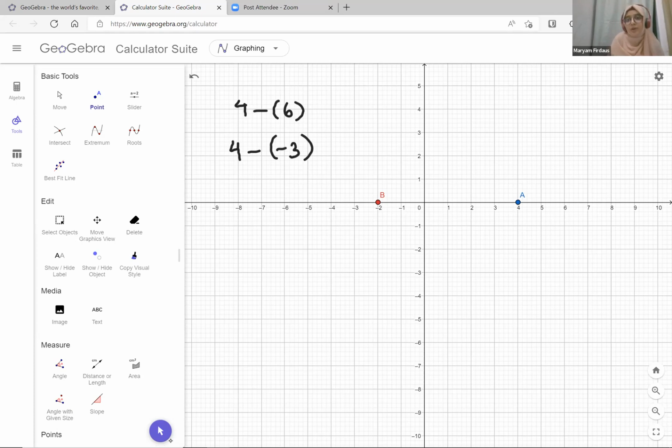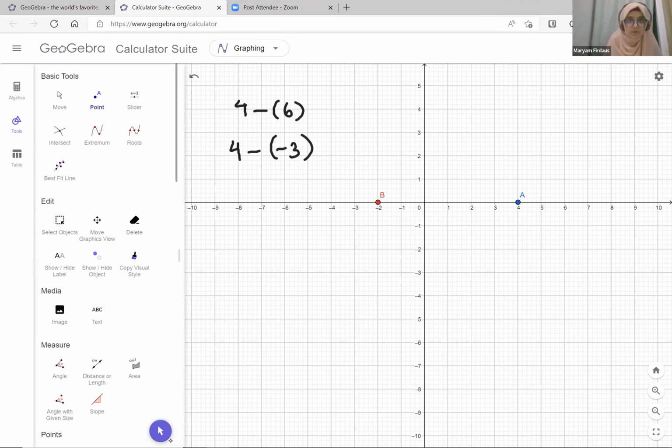If we have 4, right? We are saying 4, and we are subtracting from it negative 3. We are taking away negative 3 from it. We are not taking away 3. So if we say 4 minus 3, what does it become? 1. Yeah, right. So positive 4 minus 3 becomes positive 1.